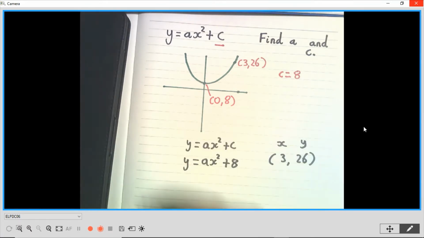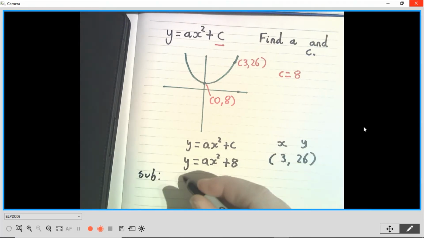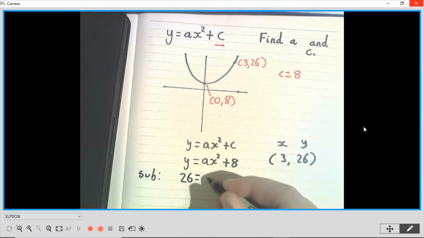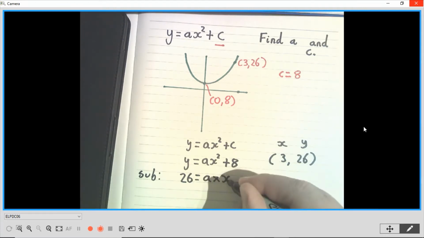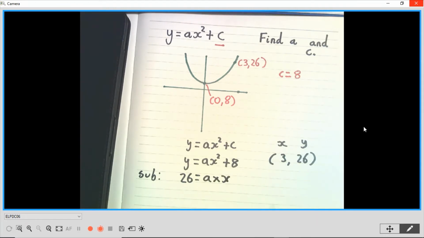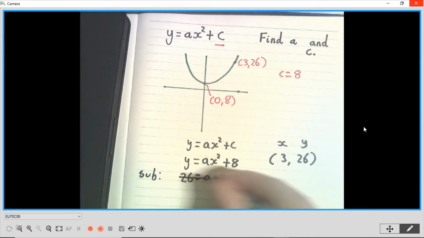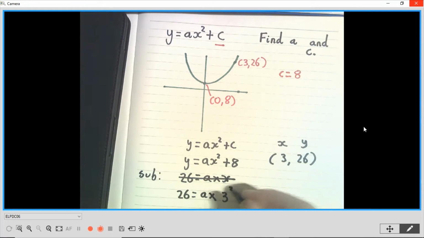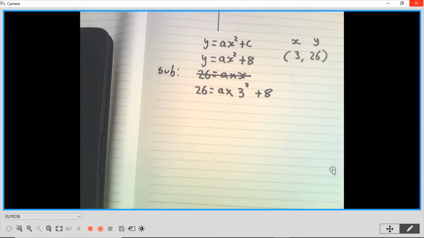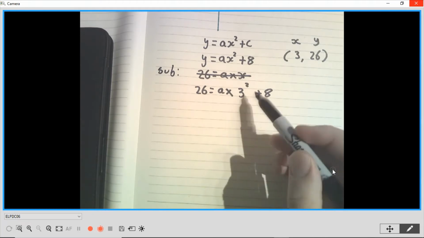We're going to substitute that into this equation. So instead of writing y, I'm going to write 26. And instead of writing x squared, I'm going to write, apologies, I've written x again. Okay, let's correct that underneath. So I'm going to write 26 equal to a multiplied by, not x squared, 3 squared, plus 8. Okay, so if I move that up, we can continue. So we've got 26 equals a times 3 squared plus 8.